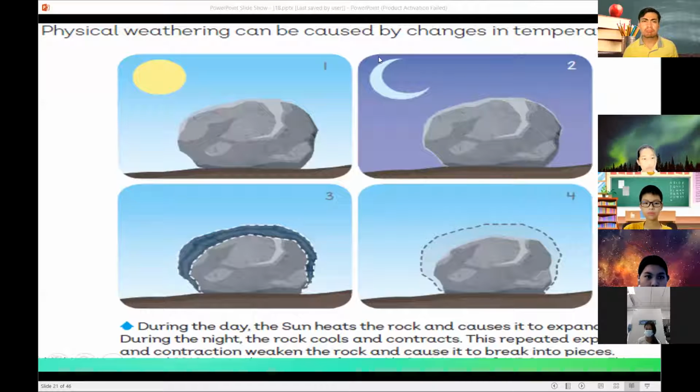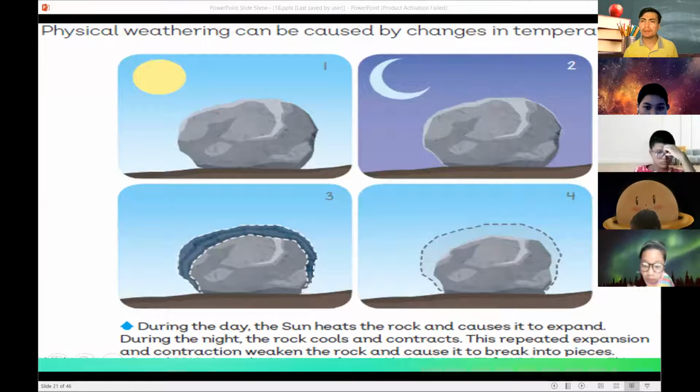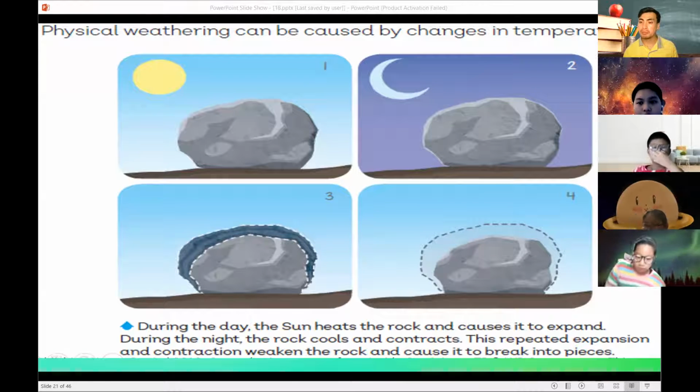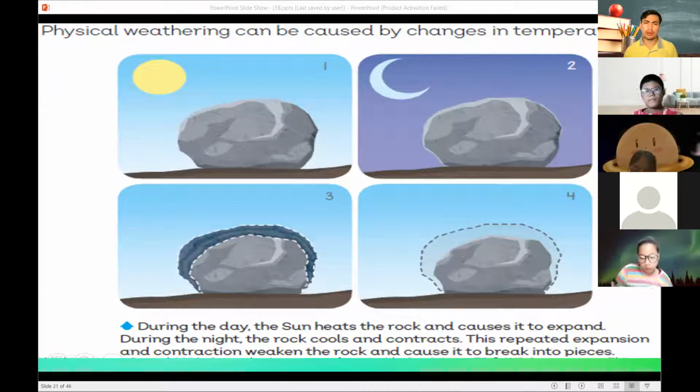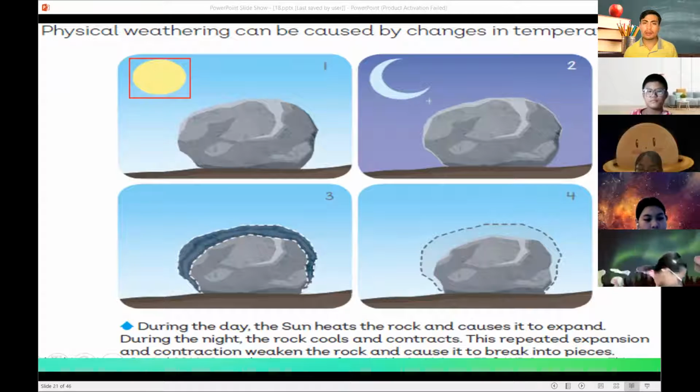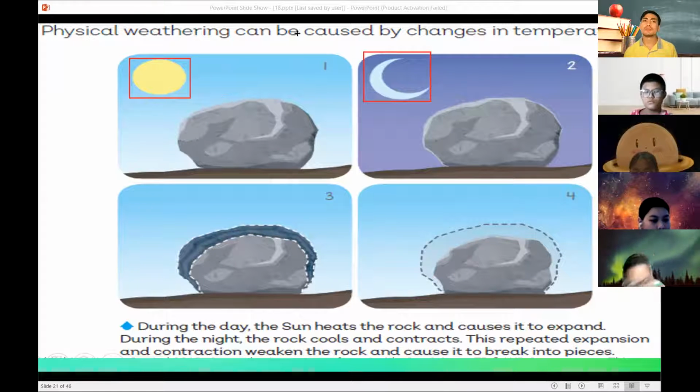Wait, I will show you the PowerPoint. There. What can you say about this? What happens here? Can you explain to me what happened here? The rock contracts. It contracts when what? Temperature change. Wait, let's study it one by one. So let's go here. What do you call this? Sun. What about this? Moon. All right.